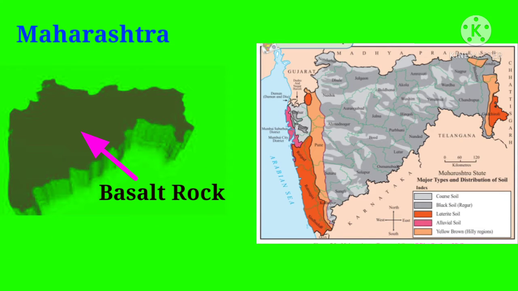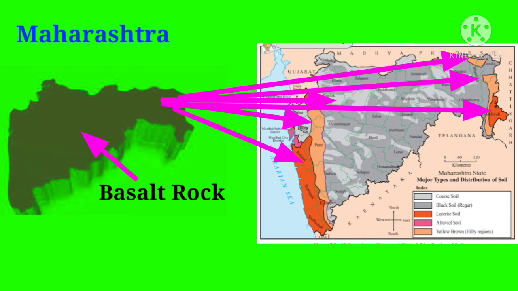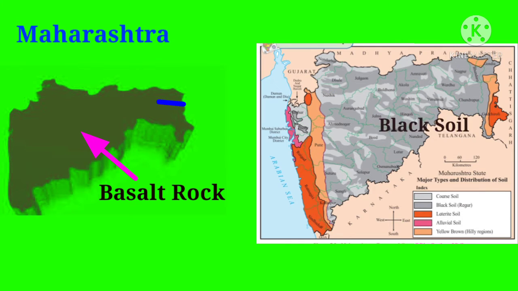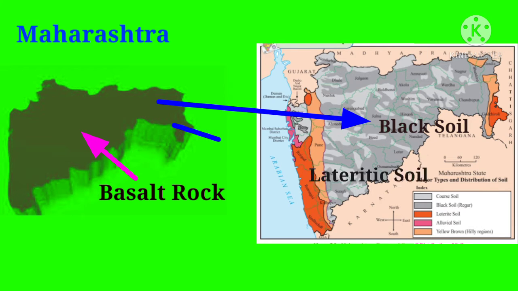That is why one and the same type of rock gives rise to different types of soils when the rock is exposed to different climates. In the dry climate of Deccan Plateau, weathering of basalt leads to formation of black soil, whereas in the humid climate of the western Sahyadris, the leaching of the same basalt rock leads to the formation of laterite soil.